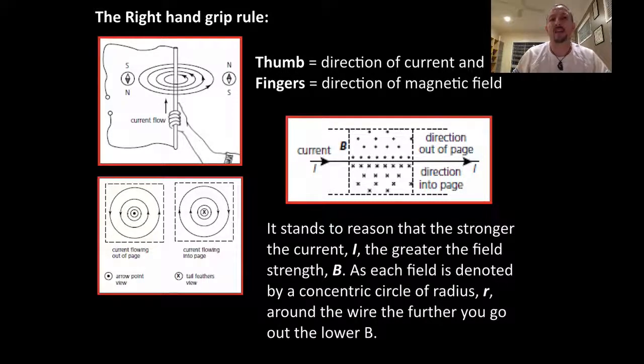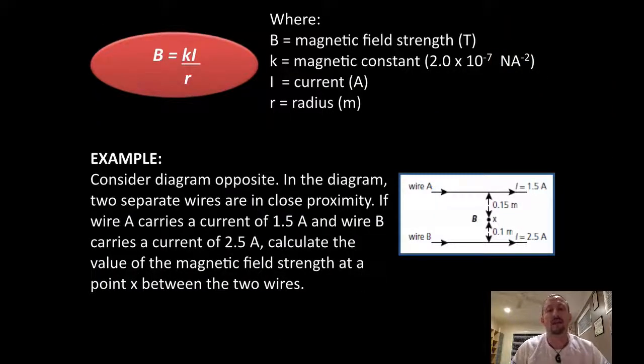So there's a calculation that we can utilize. The calculation is B, the magnetic field strength in Tesla, equals our magnetic constant, which is 2 times 10 to the negative 7 newtons per amp squared, times the current, divided by the radius in meters.